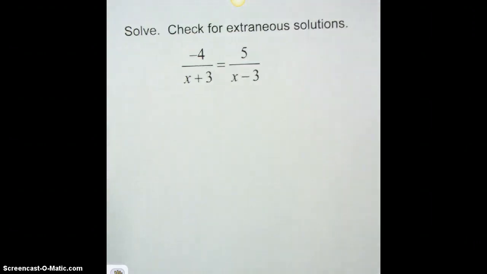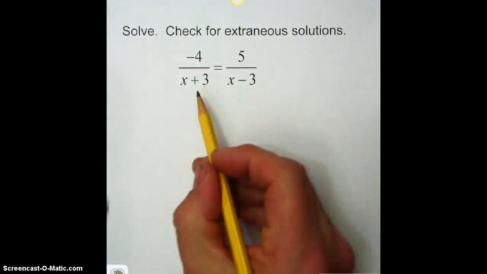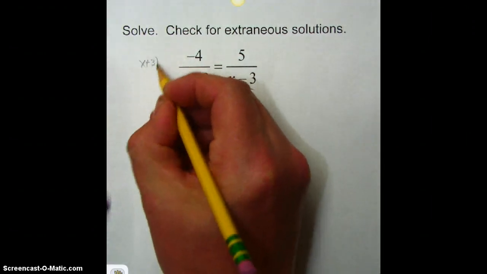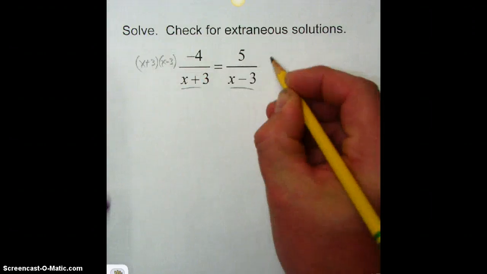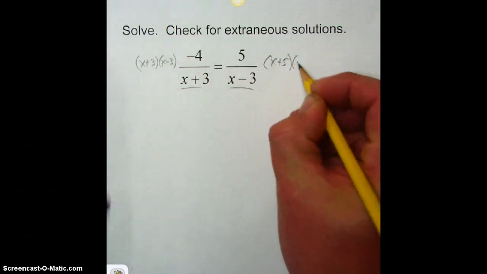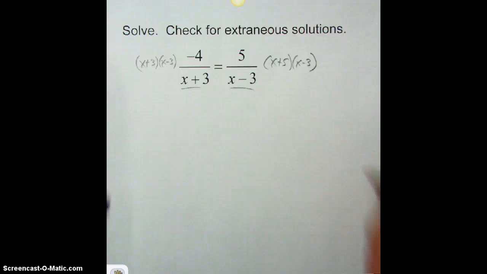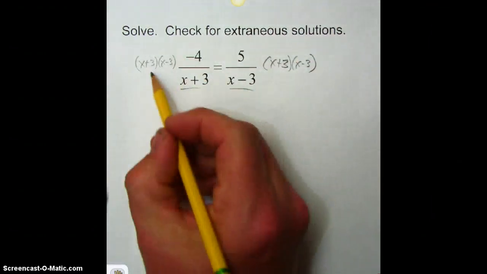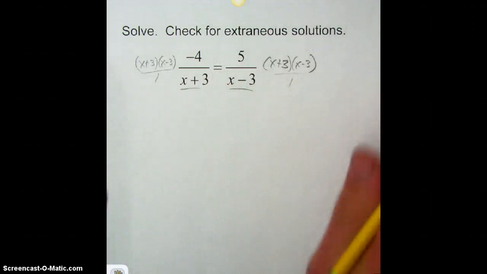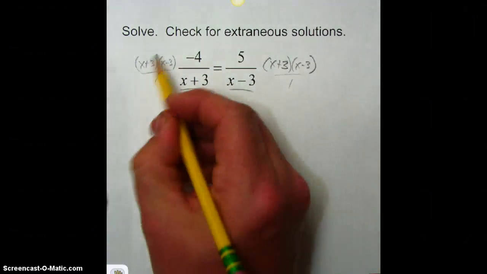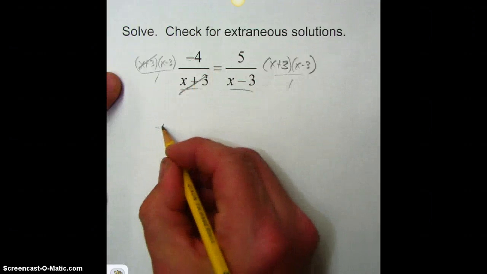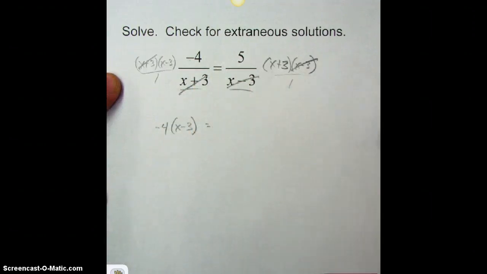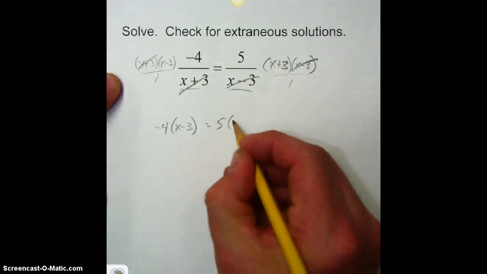All right, last example. Again, these are already factored. So my common denominator will be x plus 3 and x minus 3. I write that on both sides. Oh, 3, not 5. All right, and remember this is over 1 now. So our goal is for these to cancel. Well, it does. So I'm left with negative 4 and an x minus 3. Here, those cancel out, so I'm left with a 5 and an x plus 3.